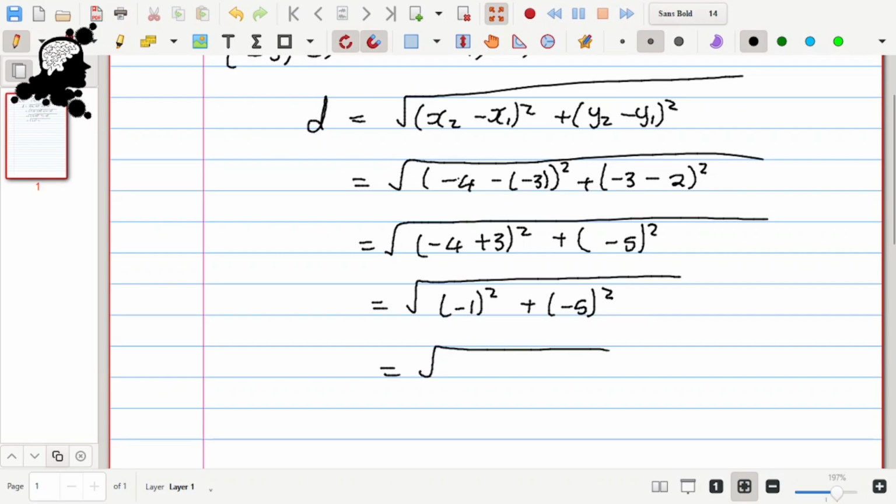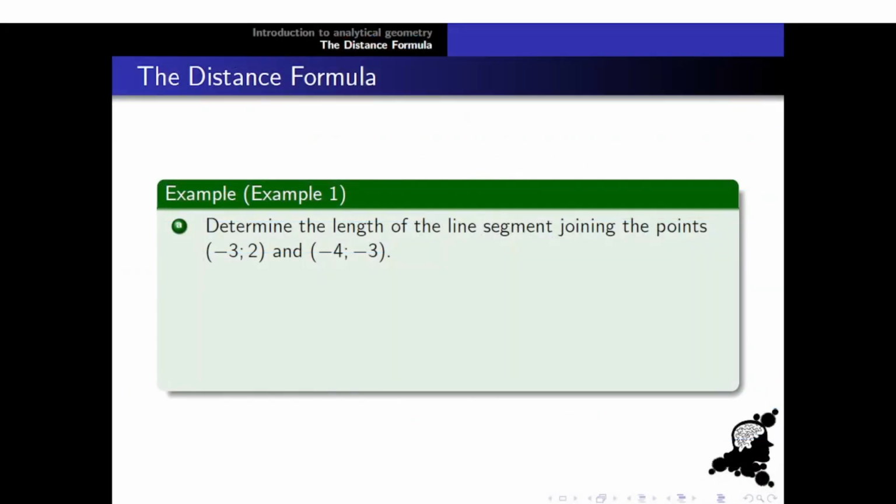Now this is going to give you the square root of 1 plus 25, which will just give you the square root of 26. Depending on whether the question wants you to leave your answers in decimal form or surd form, if it's surd form, we are done here. If it's decimal form, you will type the square root of 26 on your calculator, get the answer into decimal form, then you write it out as your final answer. Awesome. I hope that this makes sense.